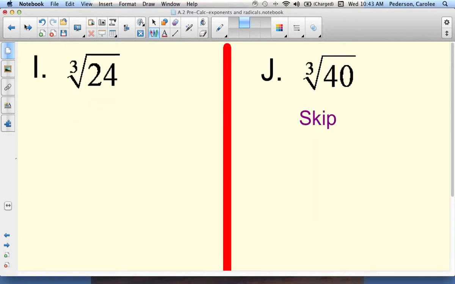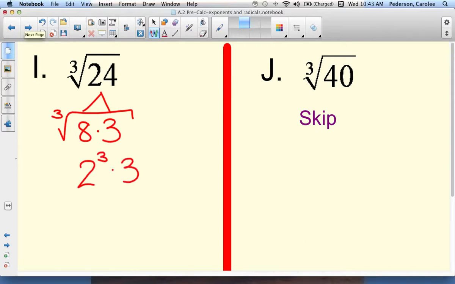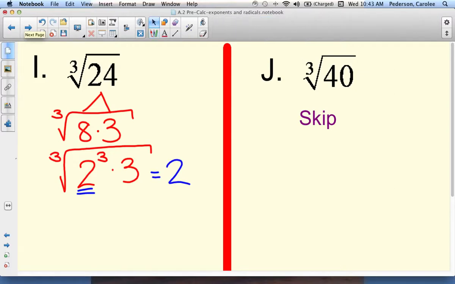The cube root of 24. Let's break down 24 as 8 times 3. And then 8 can be broken down into 2 cubed. And now the cube root of 2 cubed is 2. And then I still have this 3 left underneath. So then it's the cube root of 3.